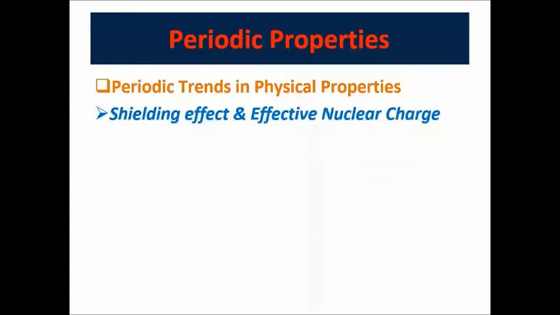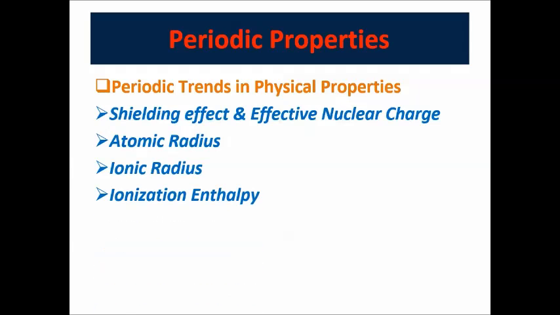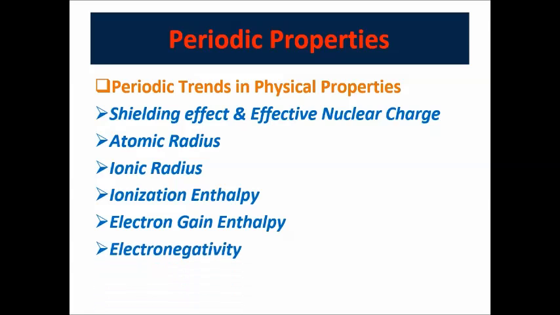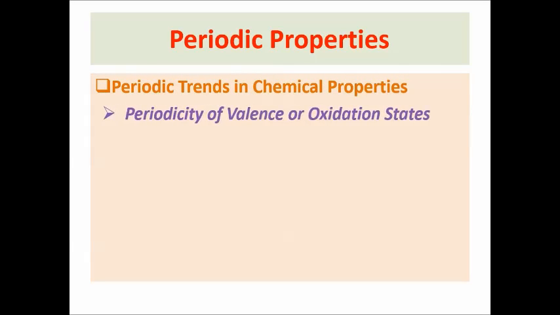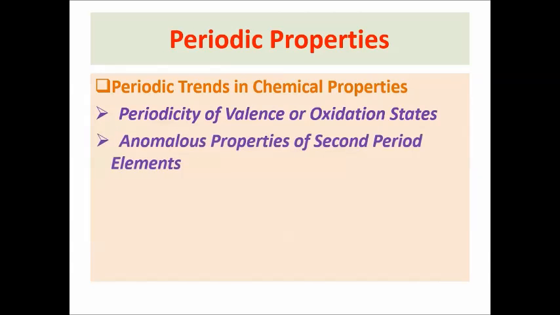In that, shielding effect and effective nuclear charge, atomic radius, ionic radius, ionization enthalpy, electron gain enthalpy, and electronegativity are there. And regarding the periodic trends in chemical properties, we have to deal with periodicity of valence or oxidation states, anomalous properties of the second period elements, and the chemical reactivity. So all these periodic trends in the periodic table we have to learn.